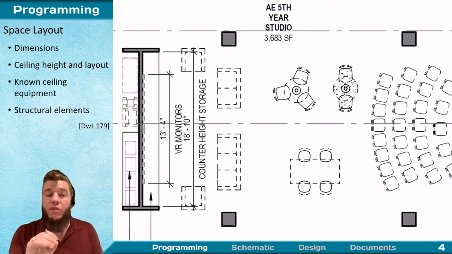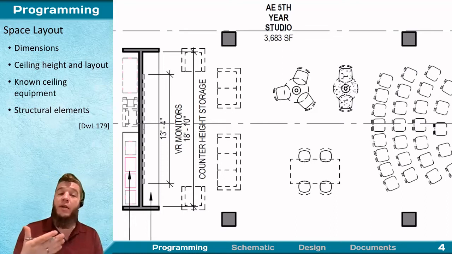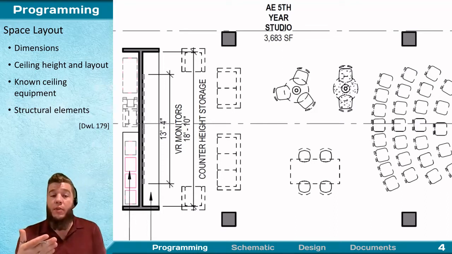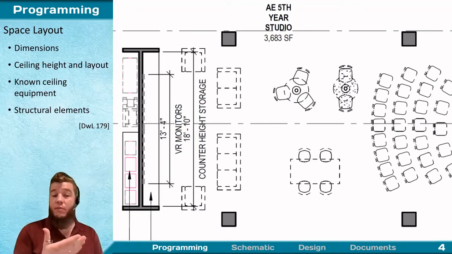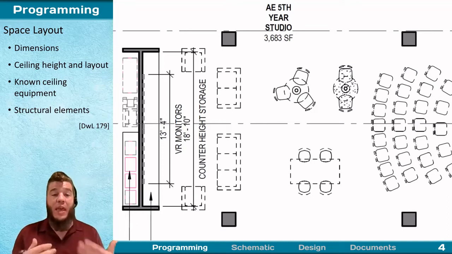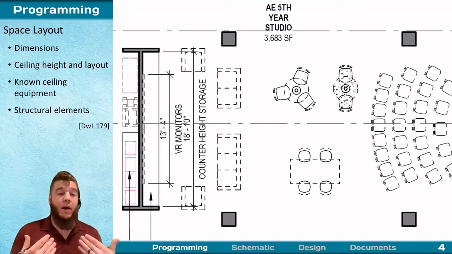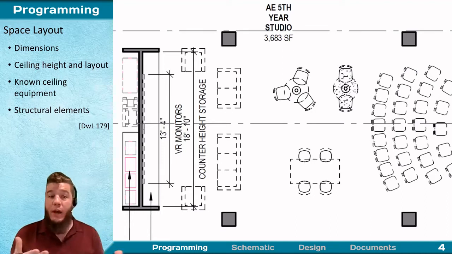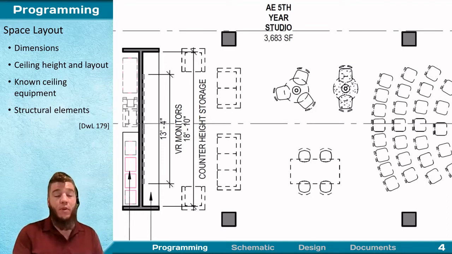So knowing your dimensions, especially the ceiling dimensions, is a big aspect and is really going to help you get started. Known ceiling equipment, because you do have to coordinate the lighting with the other elements in the ceiling, say diffusers for the HVAC system, AV equipment, sprinklers, fire alarms. There's a lot of equipment in the ceiling, and you have to coordinate with all of those elements in order to make your lighting system work for the space it's actually in.